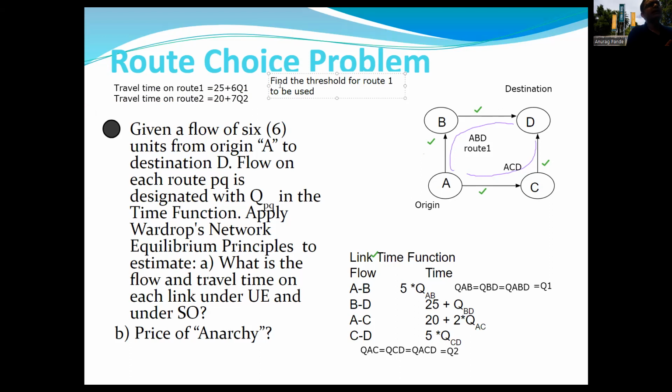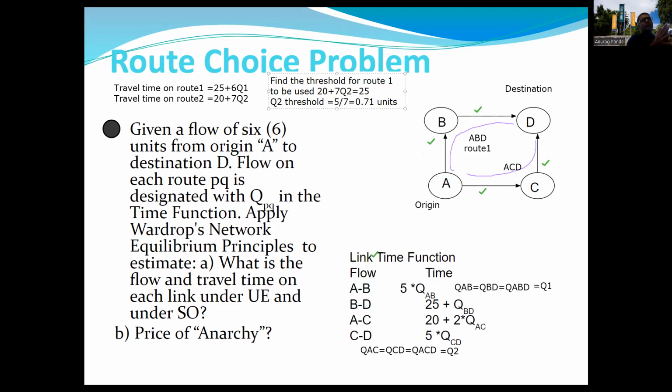And why route 1? Because initially everybody will take route 2. Okay. Route 1 will start getting used when 20 plus 7Q2, when there are enough people using Route 2 that the travel time on Route 2 has become at least 25. Why 25? Because that's the travel time it takes on Route 1 when Q1 is 0, when Route 1 is empty. So I can figure out the threshold for Q2 threshold is 5/7, which is about 0.71 units.